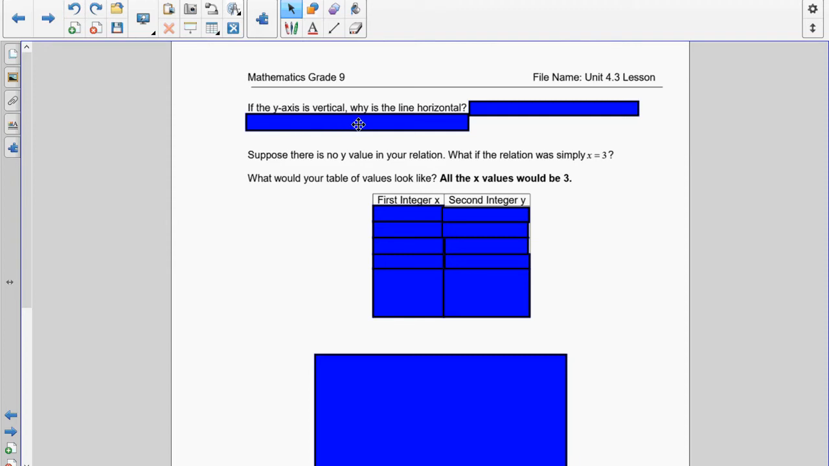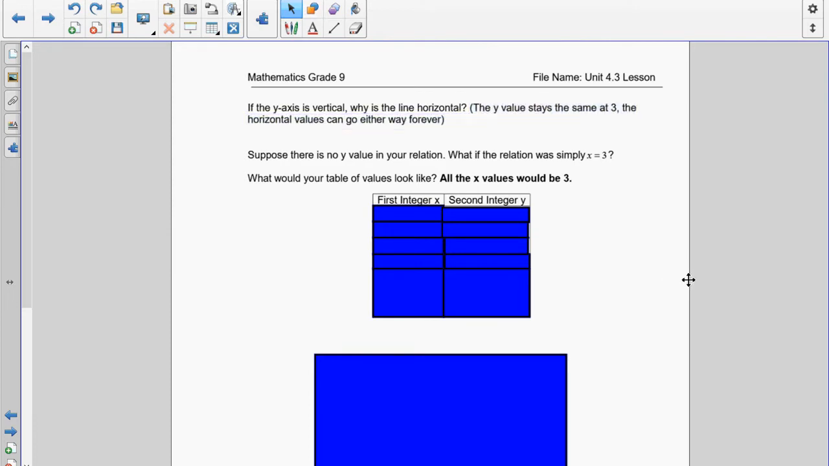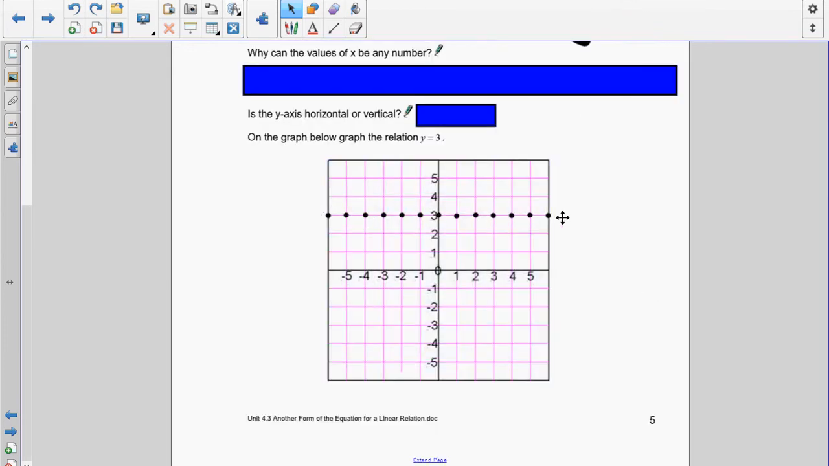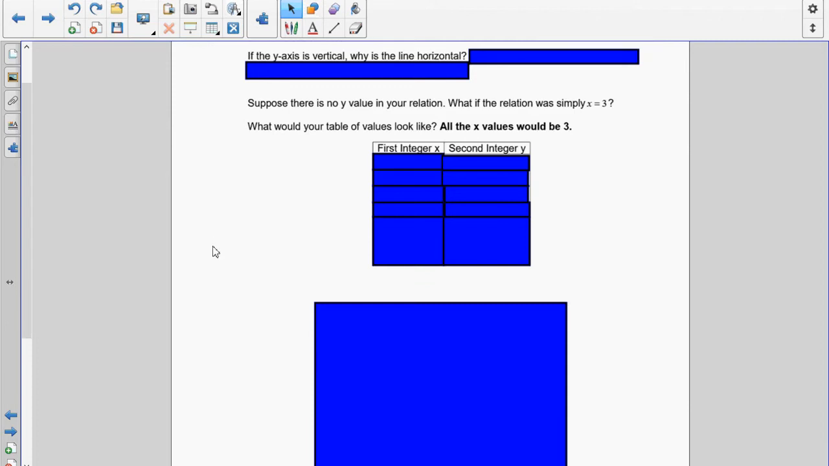Now, if the y-axis is vertical, why is the line horizontal? This is one of the hardest things to kind of visualize. The y value is going to stay the same. The horizontal values can go any way you want. Now, if you look back here, this is what I meant by that. The y values have to be 3. There's no way around it. It has to stay 3. But if it's going up and down to the 3, what remains here is a horizontal pathway. So even though it says y equals 3, it's just telling you that the y has to remain 3. And that means this is going to be a horizontal graph when you have a relationship between y and a single number. Let's take a look at one where we have just x.